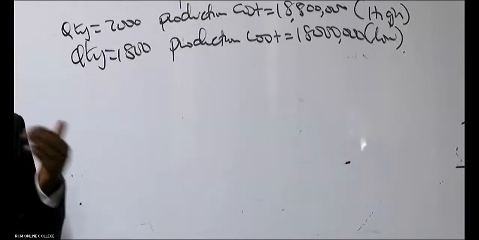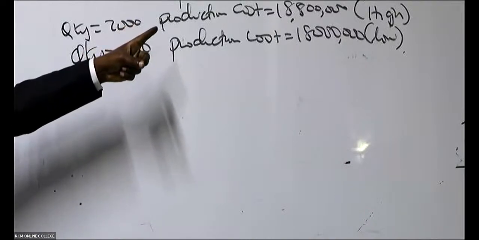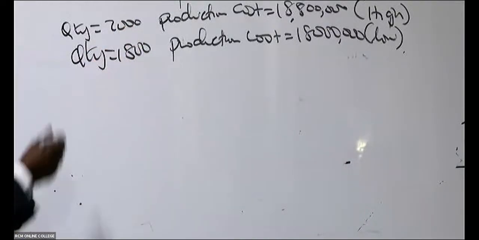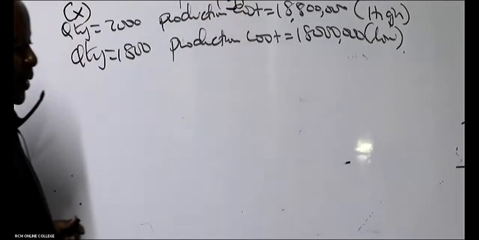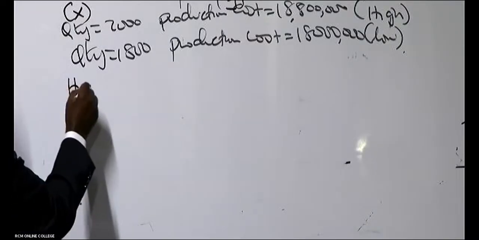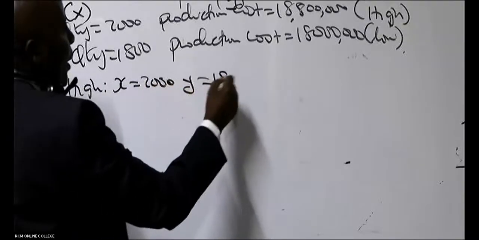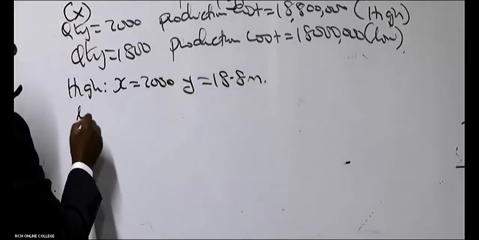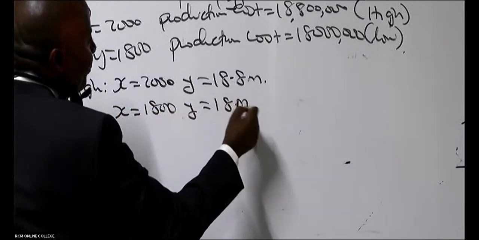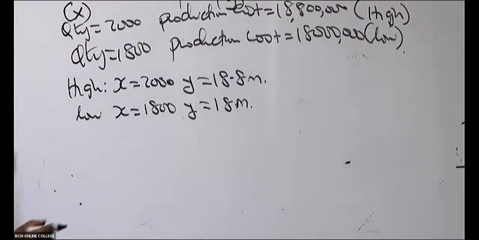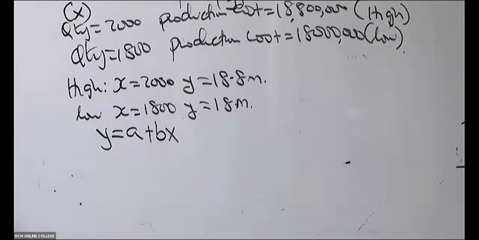Now from here, are you able to tackle the question? Remember quantity is X, the cost is Y, right? So remember this is X and this is Y. So in short, for the high, X equals 2,000 and Y equals 18.8 million. And then the low, X equals 1,800 and Y equals 18 million. So from the two equations, remember, our general equation is Y equals a plus bx, isn't it?